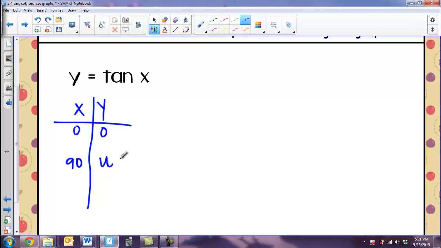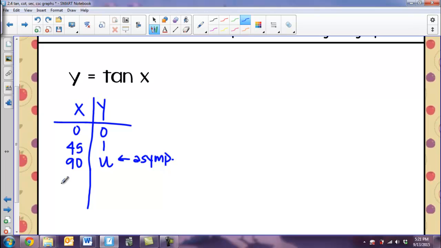So if that's undefined, there's going to be asymptotes in here. If you have a U, you're going to have asymptotes in there. The other one that we know that's kind of a nice value, because I don't want to deal with radicals and whatnot, is we know that the tangent of 45 is 1, or the tangent of pi over 4 is 1. Because I look at those opposite over adjacent, I get 1 over 1. Okay, so I have 0, 45, 90.